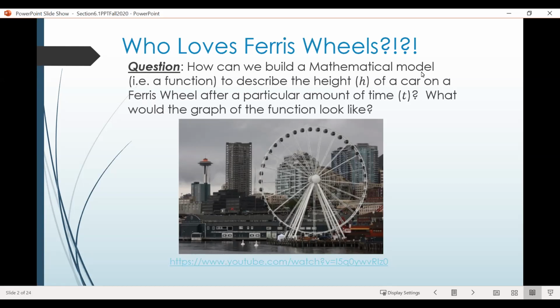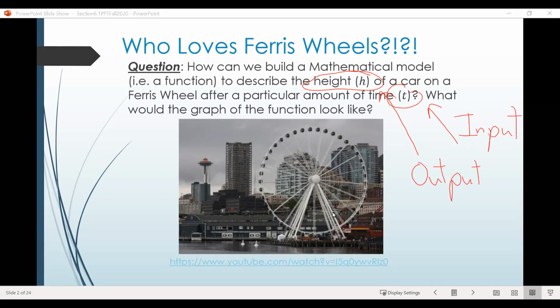But even with that, let's look at an example where we might be wondering how we can build a mathematical model, i.e. a function, to describe the height of a car on a Ferris wheel after a particular amount of time, t. So it looks like the way we're setting things up here is we want these heights, these h's, to be our output values. And then the t's, the times, would be our inputs. So we want to be able to figure out at a certain time, what will the height be? So if we input a time.